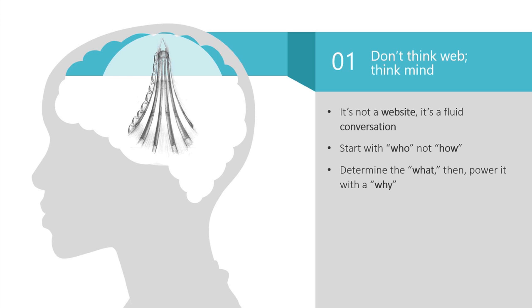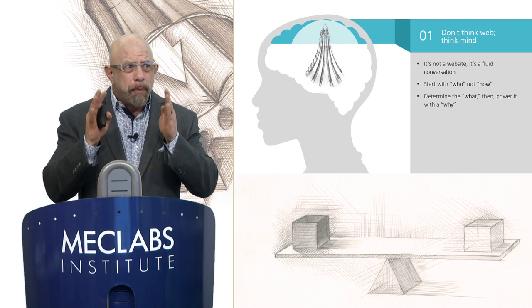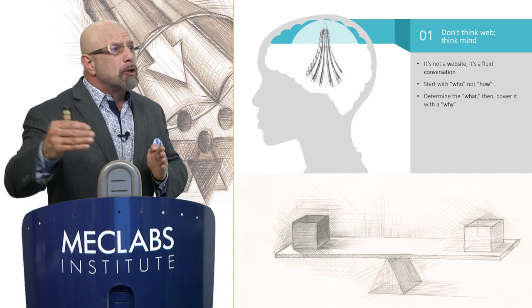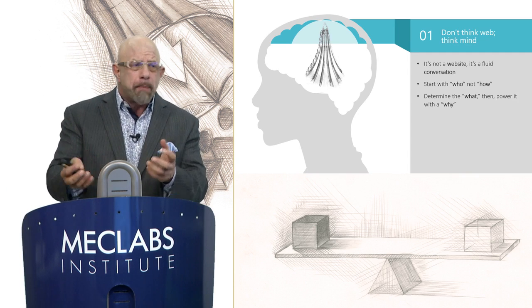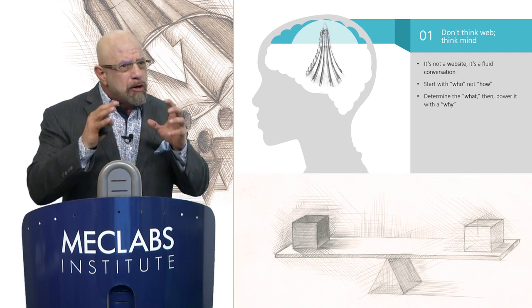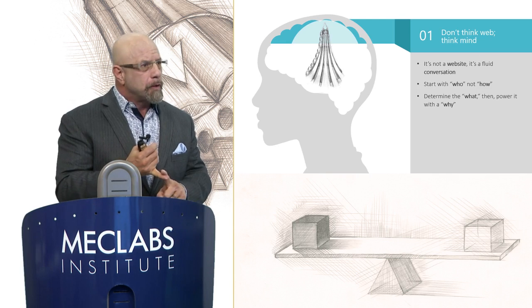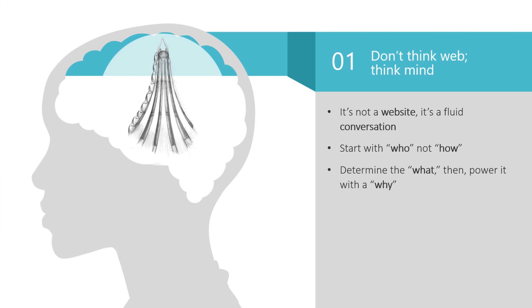Next, determine the what, then power it with the why. What am I trying to say here? I'm going to show you with a real example and the treatment in just a moment. But focus on this. The what has no power until you give it a why. The why tells me why I should do what you're saying. But if I don't understand the why, it doesn't matter. And many of these websites are not clear on the what, and so there's no point in even getting to why. So start with who, not how. Determine the what, then power it with a why. And finally, trace the what back to its constituent yes sequence.